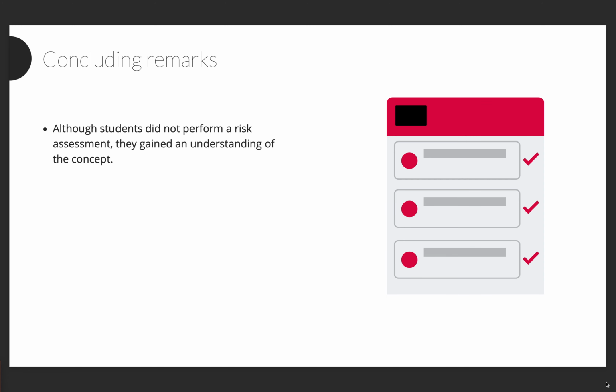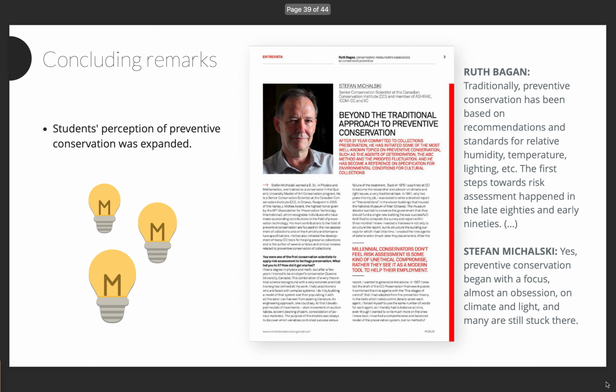So what students did through this assignment was not risk assessment. They did not evaluate the probability of incident occurrence, nor did they quantify the resulting loss of value. If they had done that, they would have been able to prioritize mitigation measures. Still, this exercise managed to familiarize students with the concept of risk assessment. The assignment as a whole made the students rethink and expand their perception of preventive conservation.